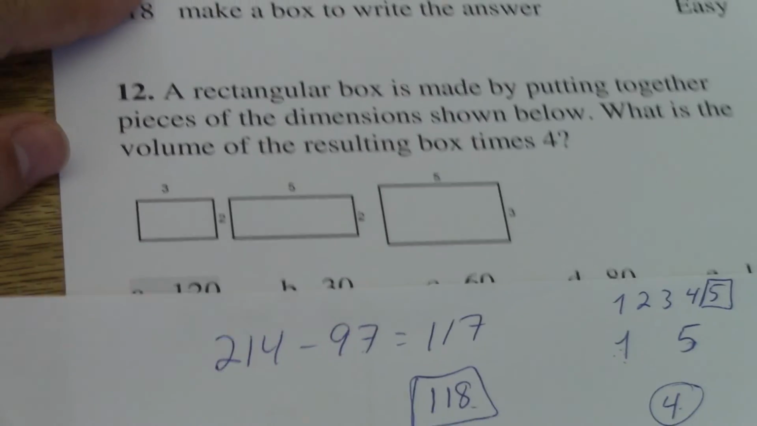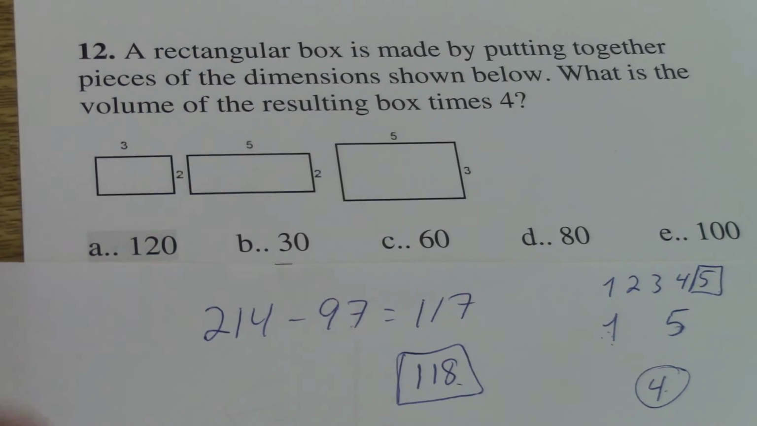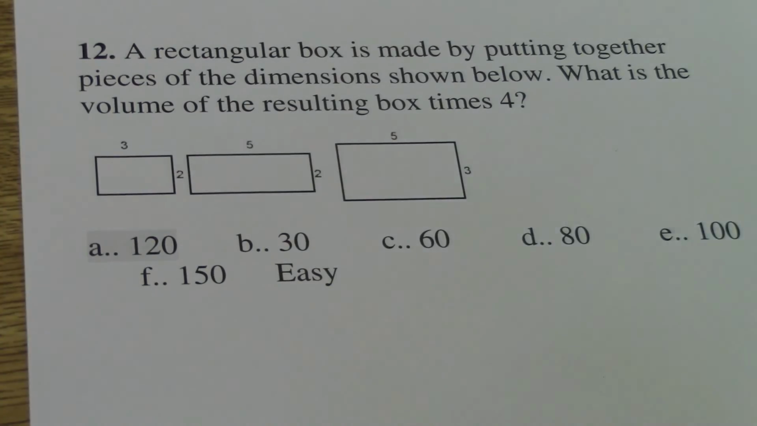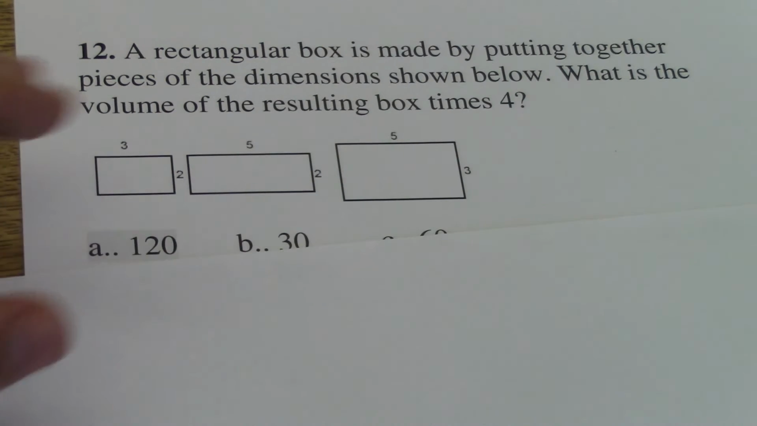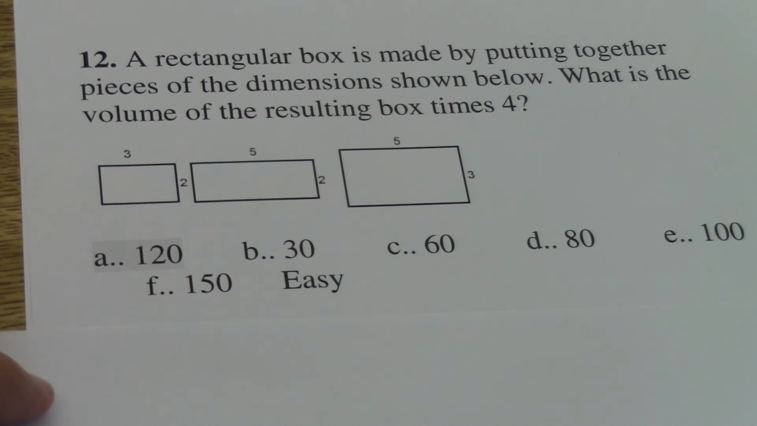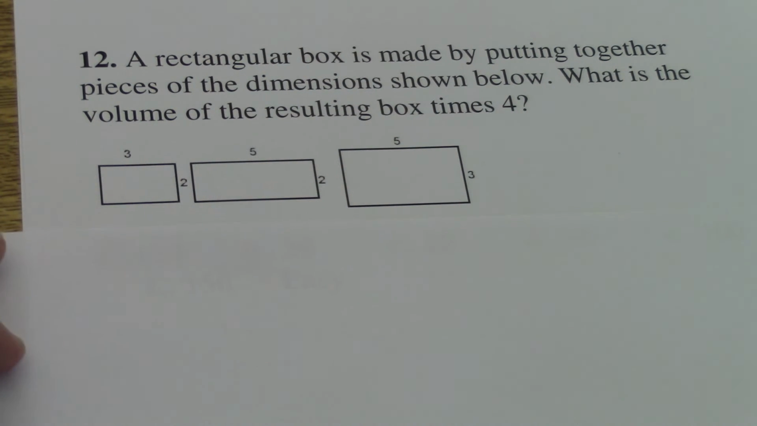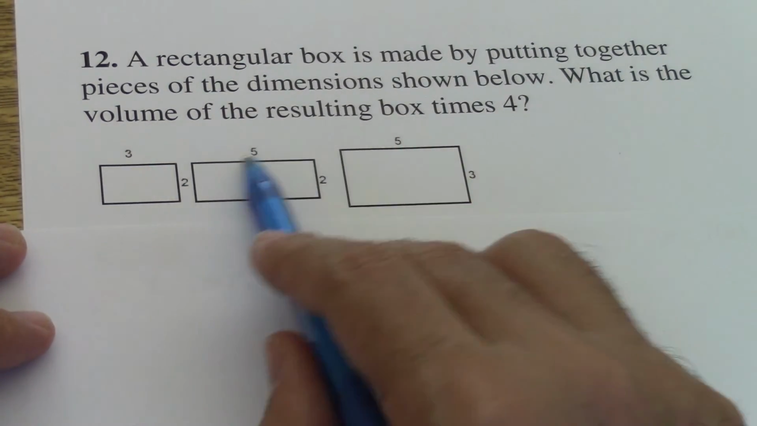And let's see another one. It says that a rectangular box is made by putting together pieces of dimensions shown below. What is the volume of the resulting box times 4? Okay. It says here 2, 5, and 3.